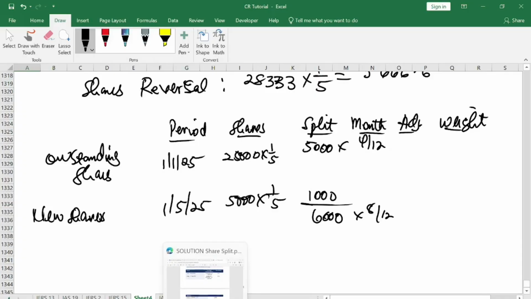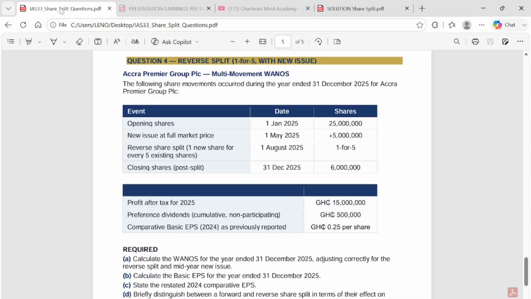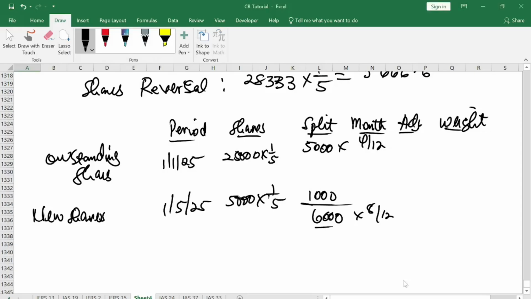That is why in the question, have you seen that? That is why in the question they stated that the closing share post split was 6 million. That is what you are seeing here. When you are done, you do your multiplication. Here gives you 4,166.6. So when you add this, what do you get?